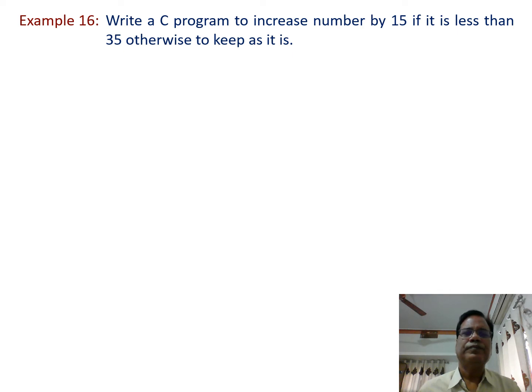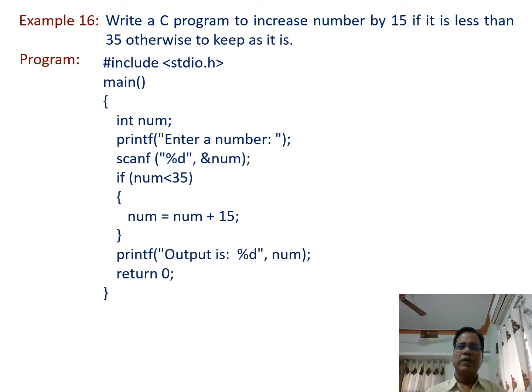Now in this example, write a C program to increase a number by 15 if it is less than 35, otherwise to keep it as it is. So in this question, we have to write a program in which, if the entered number is less than 35, we increase that number by 15. So a program may be like this one.